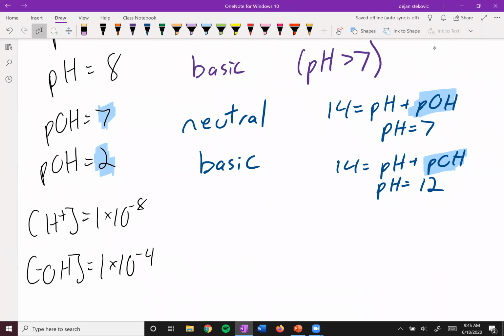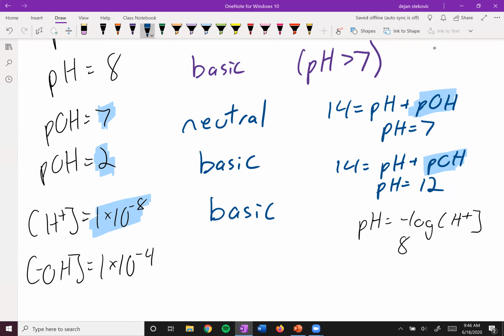Next up, we have the concentration of H plus is 1 times 10 to the negative 8. And so we can take the negative log of this number to get the pH, because remember, pH is equal to negative log of the concentration of H plus. And so if you take the negative log of this, what you'll get is 8, a pH of 8. And so that's greater than 7. And so this solution is basic.